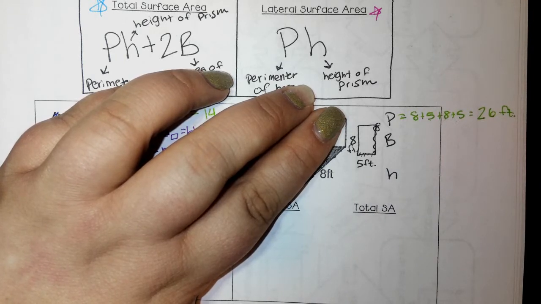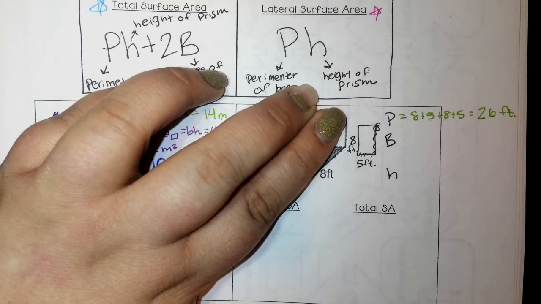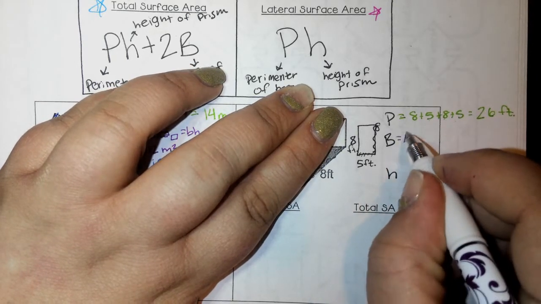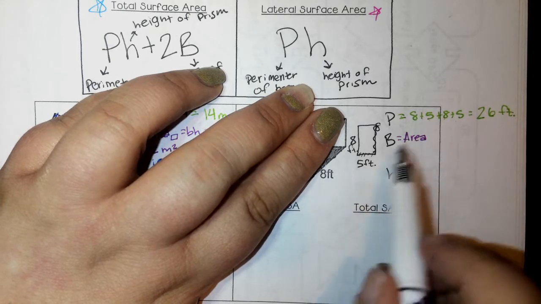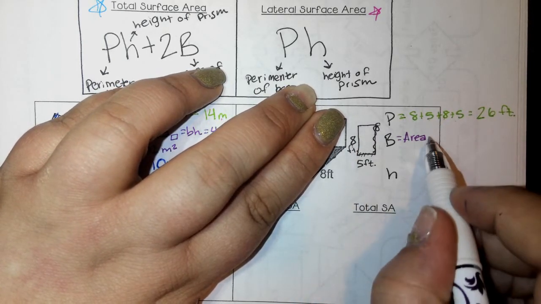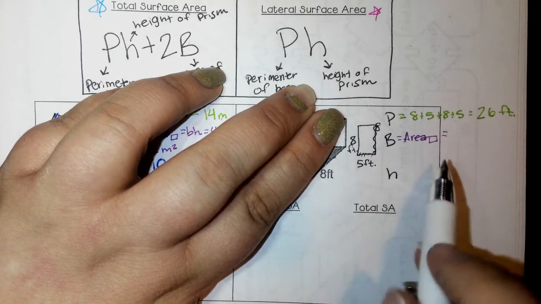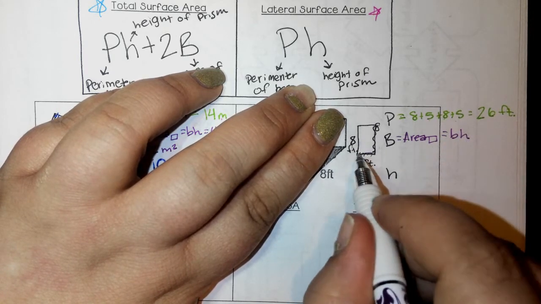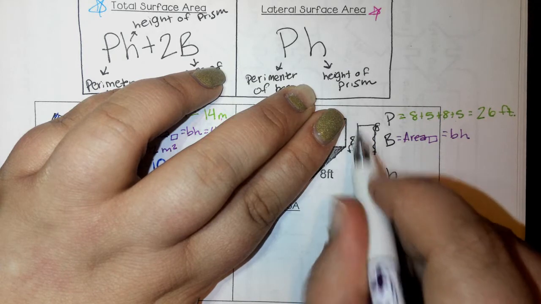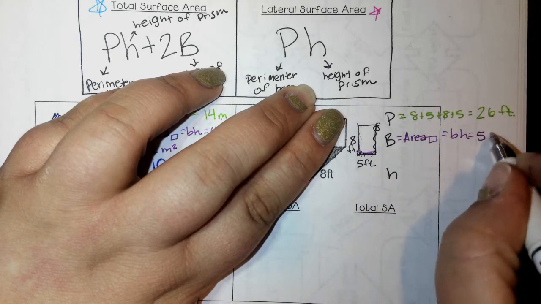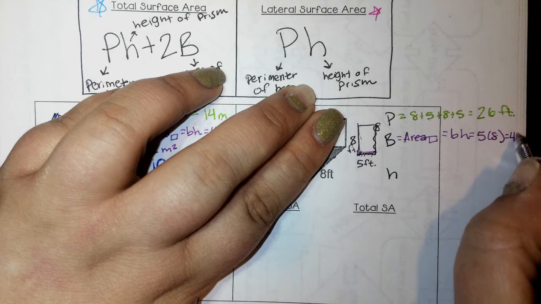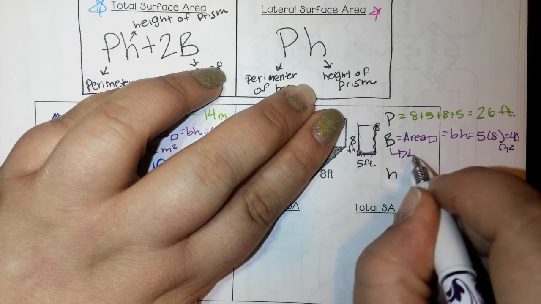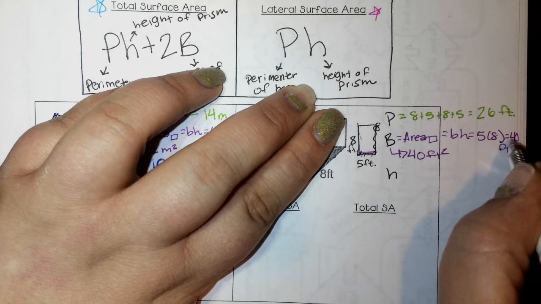Now the area of the base is found by using some sort of formula. This is the area of a rectangle. And the formula for the area of a rectangle is just BH. So the base and the height of this rectangle is 5 times 8, which is 40. This is 40 feet squared. I'm just going to rewrite that. 40 feet squared.